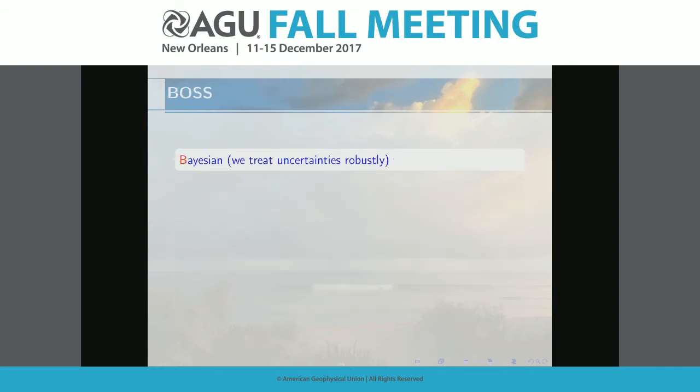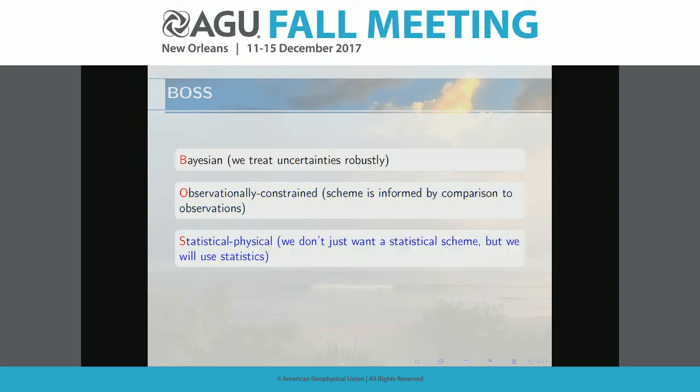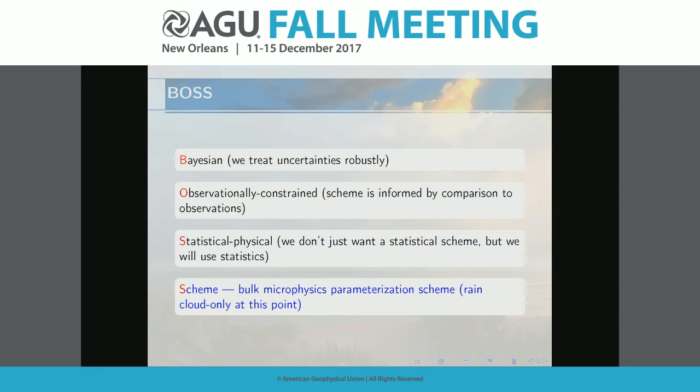Okay, so this is BOSS, this is what it stands for: Bayesian. We're going to treat our uncertainties robustly and constrain with observations. And it's statistical physical, so we don't just want a statistical scheme. We don't want to just do some sort of machine learning exercise. We want this to actually represent physical processes. And it's a scheme. It's a bulk microphysics parameterization scheme. And right now it's liquid only, so just rain and cloud. But if this ends up being helpful and successful, we can expand that.